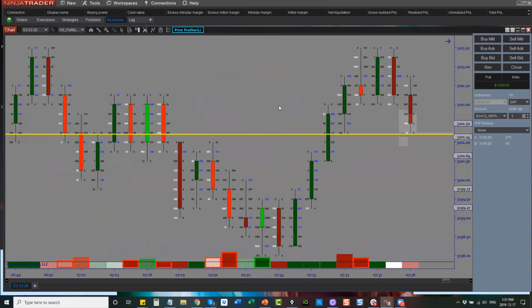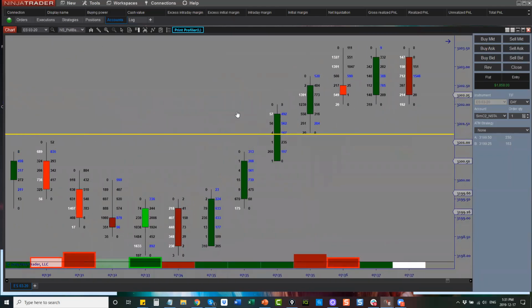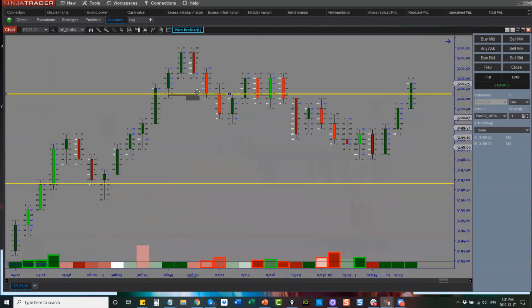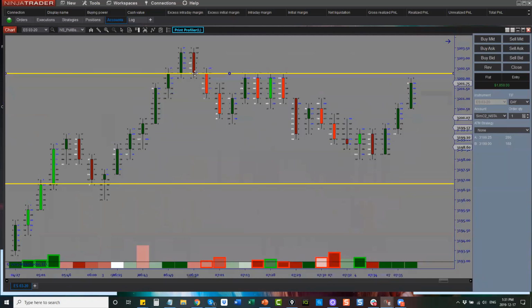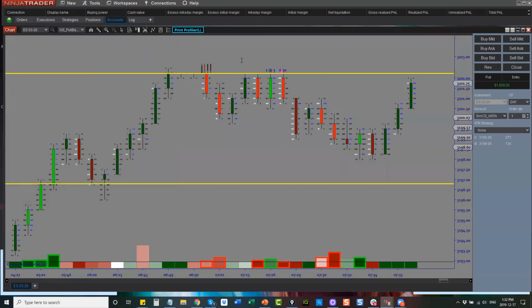Now, I want you to pay attention. We're going to go slowly here. And we can see that that was a resistance level because we sold off from there before, right? We came up, we came down. So let's just label this as resistance. Now let's just right here label that as resistance, okay? So we know that that's resistance.